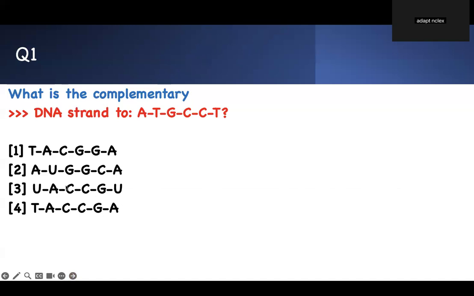This is intimidating as usual. Like I say, anatomy and physiology can be very intimidating. But look, don't worry. You have to understand the question. The question says DNA strand ATGCCT, what is the complementary? What it means is complementary means what DNA strand is double helix. So if one helix has A, T, G, C, C, T, what is it going to pair with?